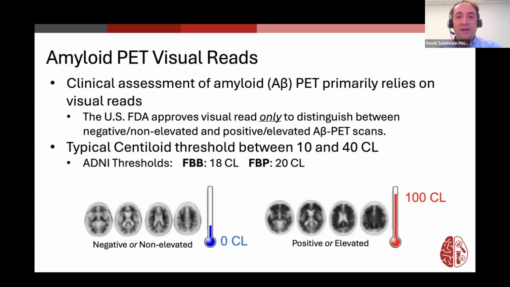or positive by quantitation. Importantly, in our experience performing visual reads for various multi-center studies, we find that combining the amyloid PET visual read and quantitation provides complementary information that improves the quality and accuracy of the amyloid status determination. Next slide.